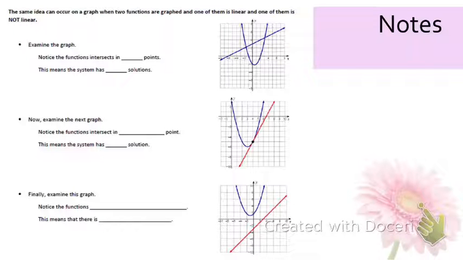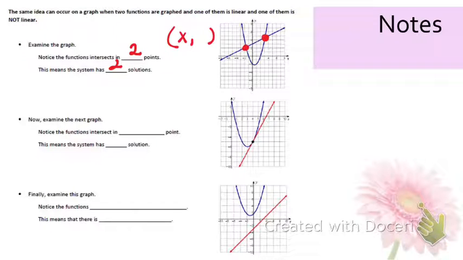So where will a parabola and a line intersect? When you look at this first example, how many times does that line go through the parabola? Twice. So it actually crosses it in two different places. It crosses here and here. So that means that there are two solutions, and the solutions will be written as ordered pairs.